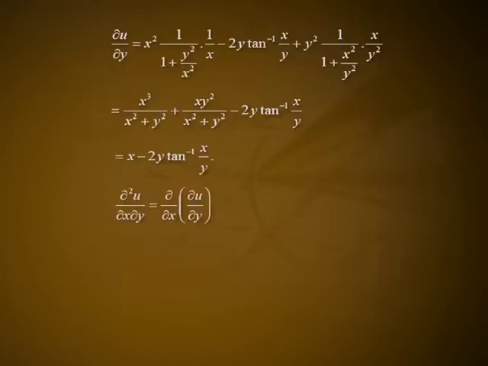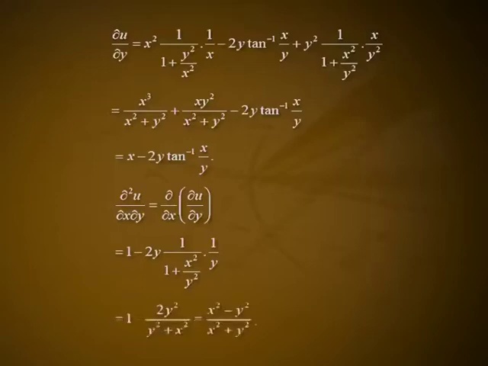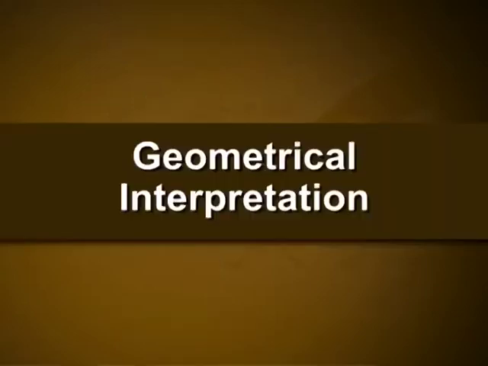∂²u/∂x∂y is equal to ∂/∂x of ∂u/∂y, which is equal to 1 minus 2y into 1/(1 plus x²/y²) into 1/y, which is equal to 1 minus 2y²/(y² plus x²), which is equal to (x² minus y²)/(x² plus y²).